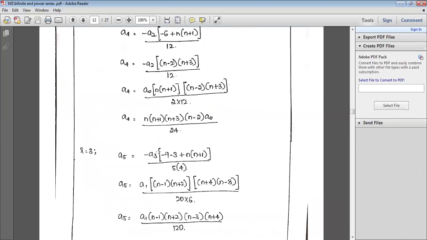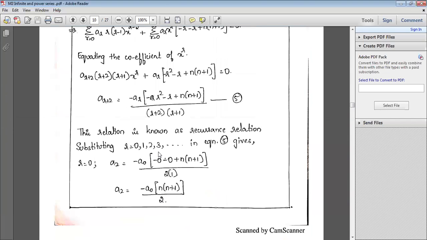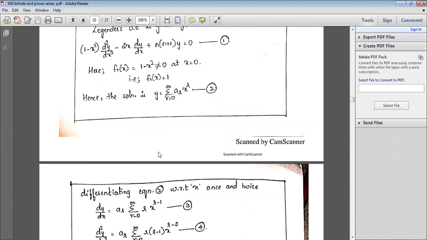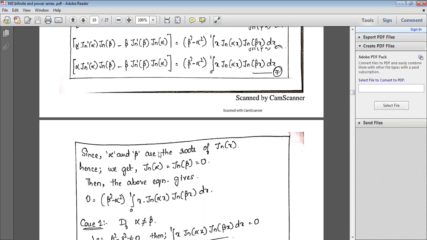See, this is regarding power series. In this power series, they will ask these three important formulas. Why do we have this and all?